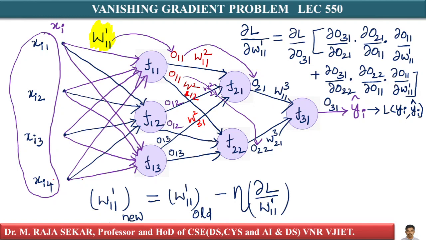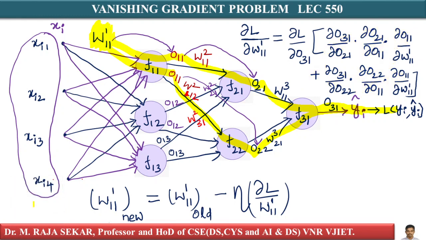Dou L by dou W11 equals... I request all of you to refer to my previous lectures so that you can understand this particular formula, because we have two paths here. Why am I writing this? Here I have two paths. Because of these two paths, I am getting these values. Which values? This value and this value, with a plus between them. Therefore, as you have two paths, you are getting two values.